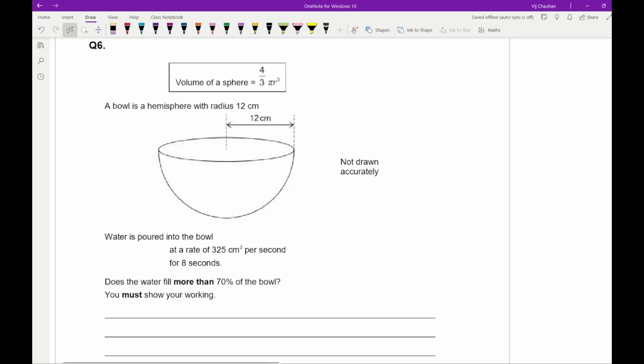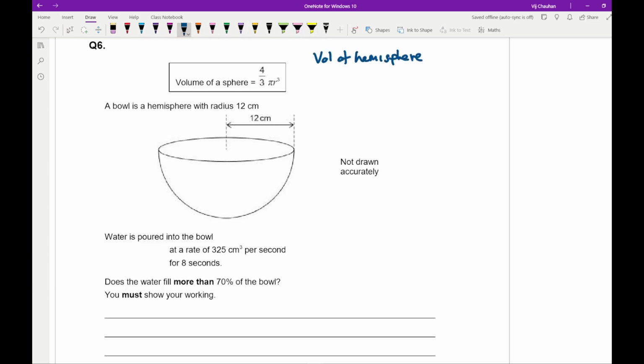So moving on to question 6, it says that a bowl is a hemisphere with a radius of 12 centimetres. Water is poured into the bowl at a rate of 325 cubic centimetres per second for 8 seconds. Does the water fill more than 70% of the bowl? You must show your working out. So for this, what we need to do is first of all work out the volume of the hemisphere.